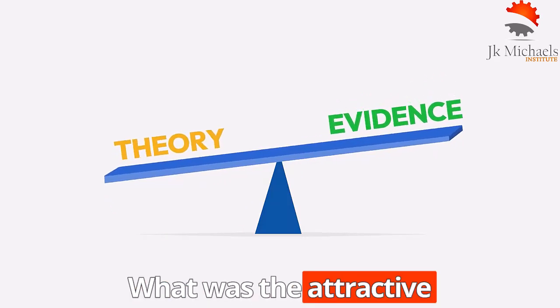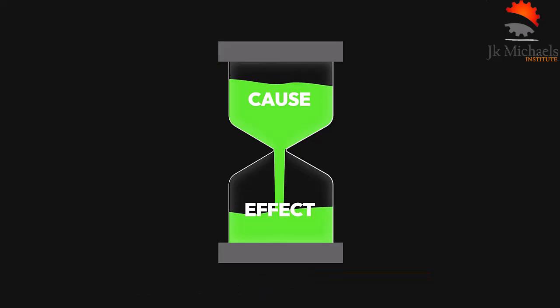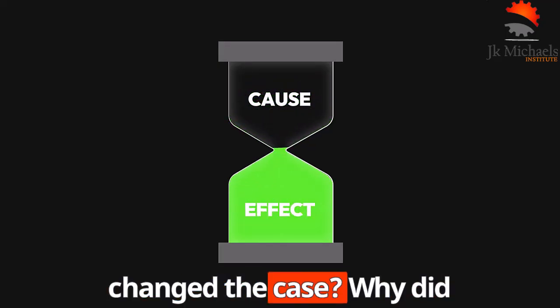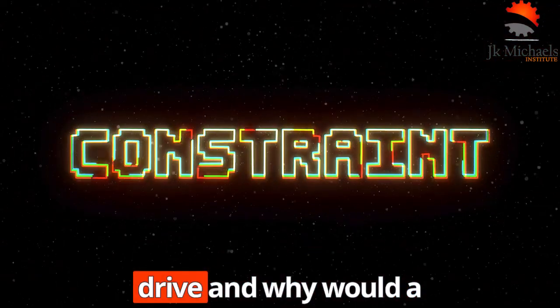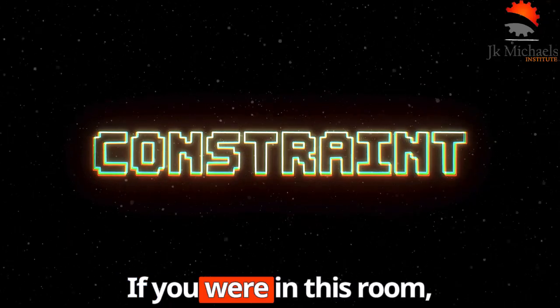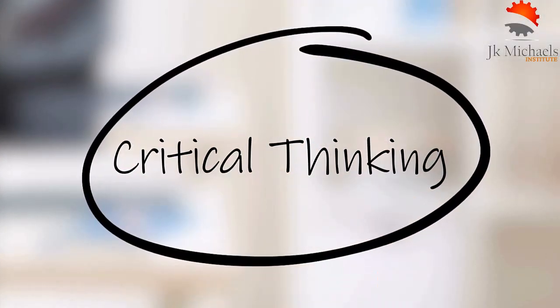What was the attractive but weak explanation, and why did it feel credible? What single diagnostic cut changed the case, and why did it matter? What was the structural driver, and why would a product fix not reach it? If you were in this room, what would you recommend first, and why?